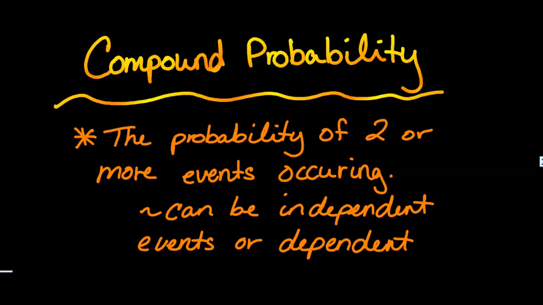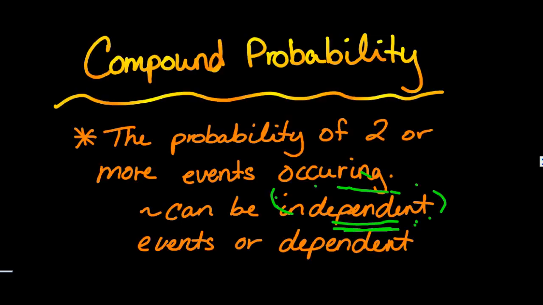In this video, we're just going to spend a quick moment discussing compound probability and how you would calculate it. So compound probability is essentially the probability of two or more events occurring. These events can be independent from each other or dependent from each other. We are going to focus on independent probability, where it doesn't matter what happens with the first event to get the second.